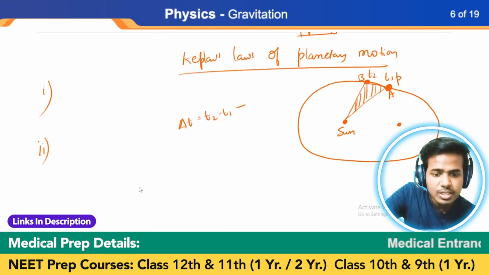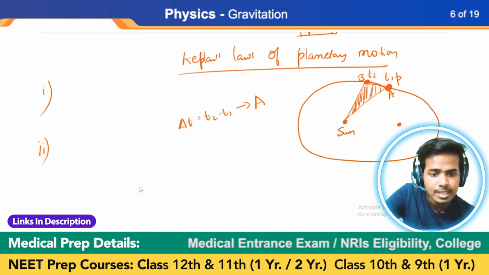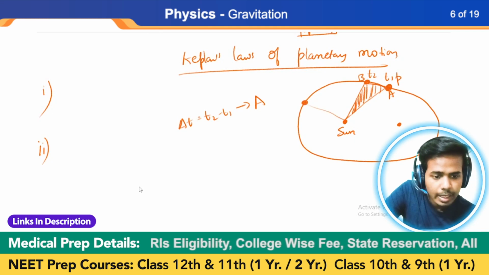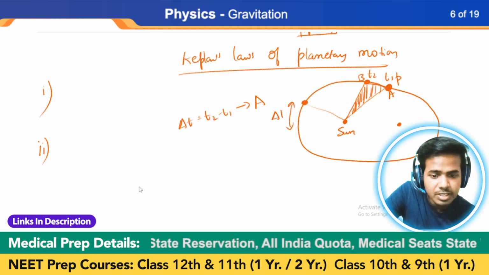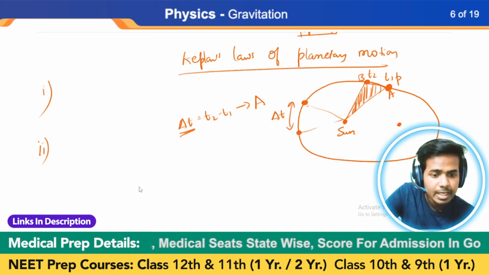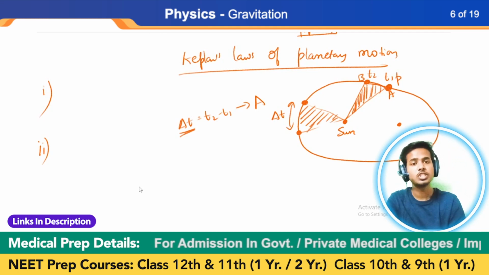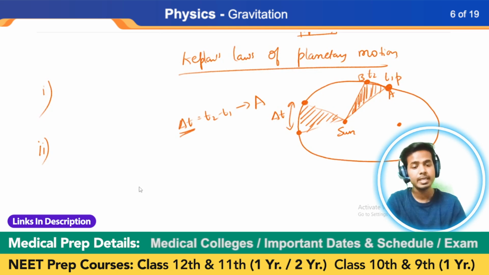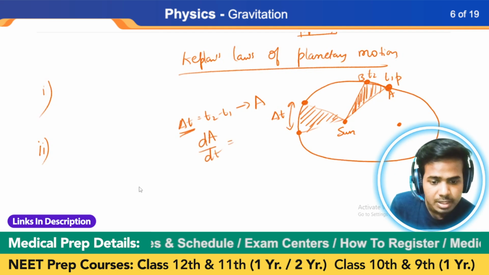Then the area which is covered by the planetary motion, let's say this is A. If the body comes here and we again record the motion for the same difference in time delta t, then the area which is subtended again will be the same. It means the rate of the change of area which is subtended by the planet around the elliptical orbit is going to be constant. dA by dt is constant.